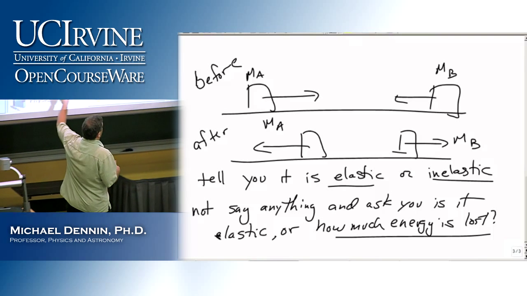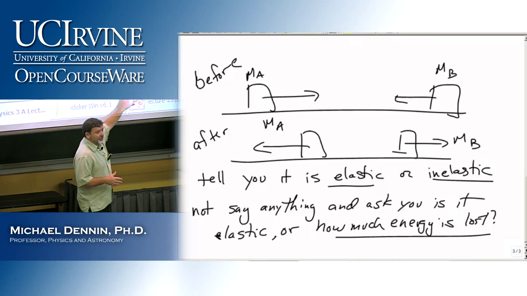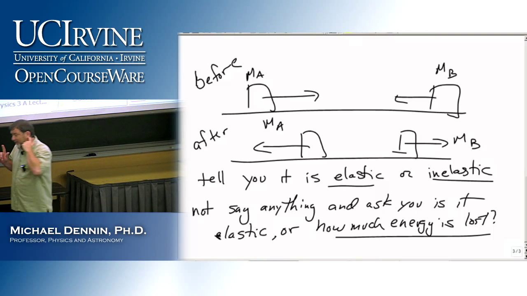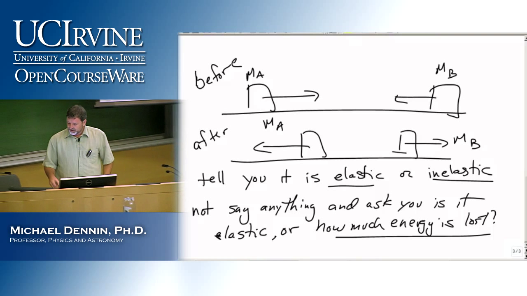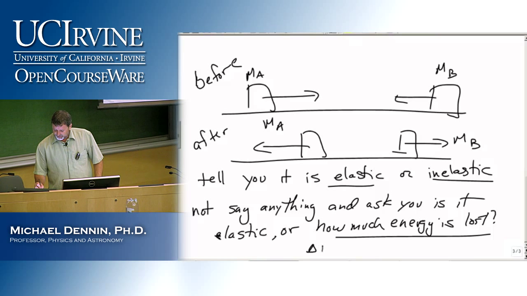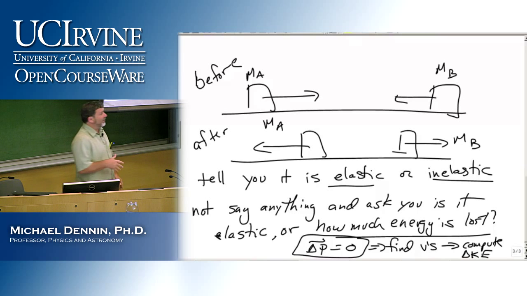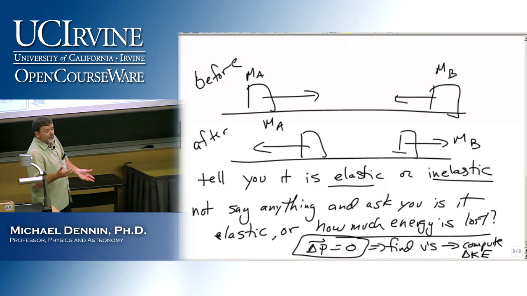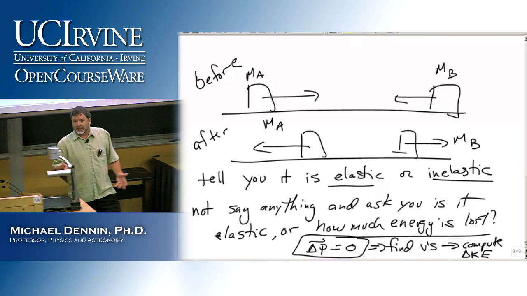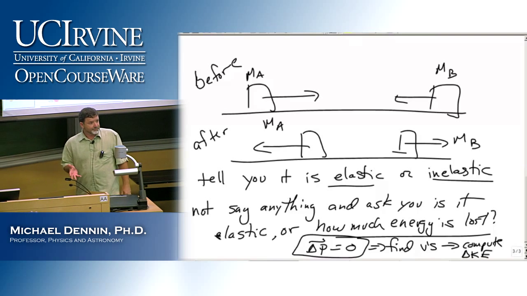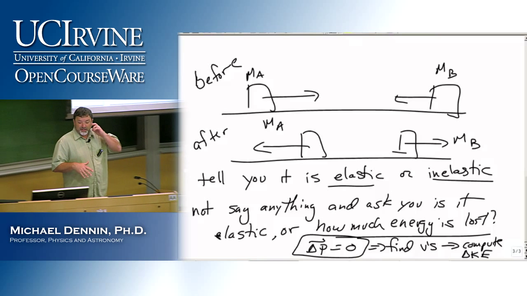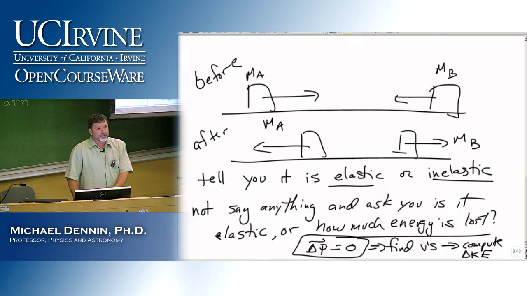So if they're asking you, is it elastic or how much energy is lost, you cannot assume it's elastic. That means there must be enough information to only use that momentum's conserved. Then you find the v's and do what we did before, and then compute your change in kinetic energy. Using that, you would then give your answer. Either it's 0, in which case it's elastic, or it's not 0, in which case energy is lost. So those are the scenarios in collisions, and we're going to be going through some of those today.